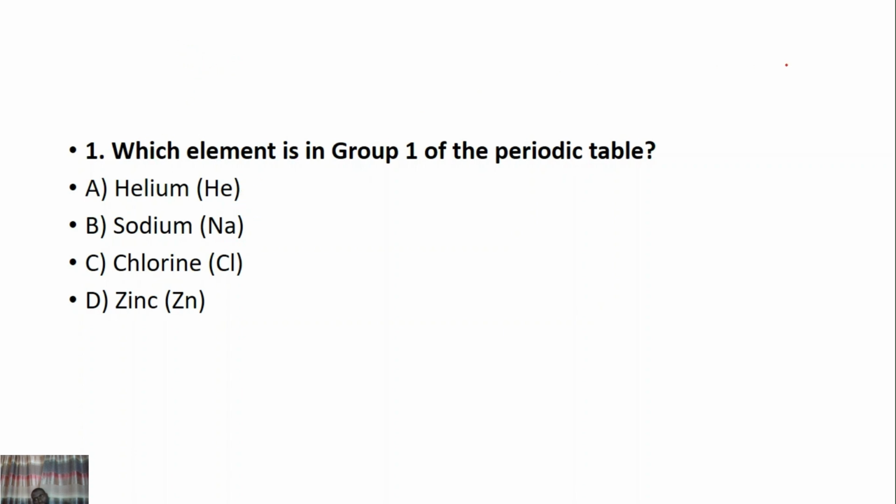Helium belongs to the noble gases, the inert gases, right? That is group 8. Sodium belongs to group 1 because there's only one electron in its outer shell. Helium has two electrons, okay? And they have completed their shell, the only shell they have. So sodium belongs to group 1. Chlorine belongs to group 7 because they have 7 valence electrons. And zinc belongs to the transition elements. So the correct answer is B.